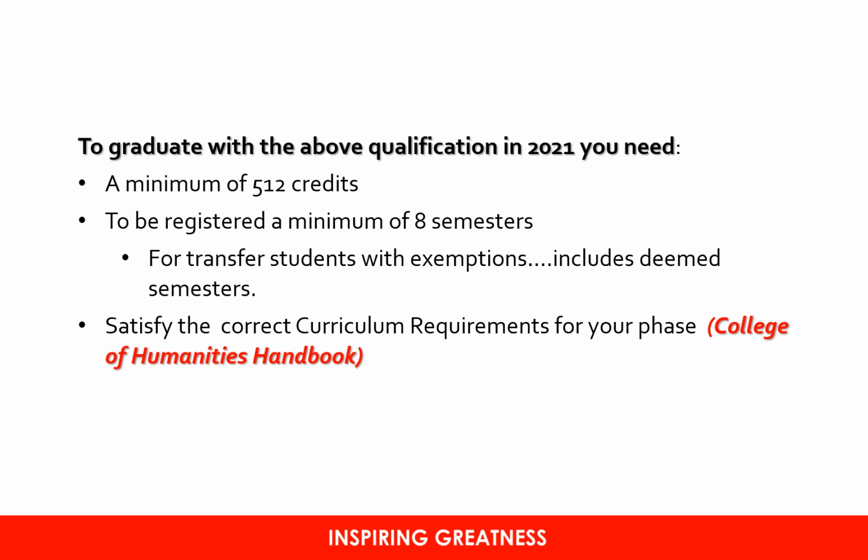But if we recognized you for, say, 3 or more modules and gave you 3 or more exemptions, then it is possible that we do have 1 or 2 semesters recognized against your academic record, as deemed semesters, and we do count these when we are determining the number of semesters that you have registered. So whether you're a transfer student or you start straight in for the BA degree, you have to have 8 semesters recognized on your academic record.